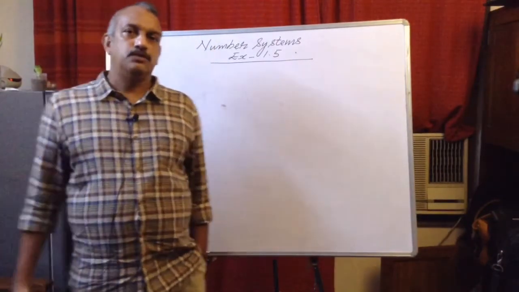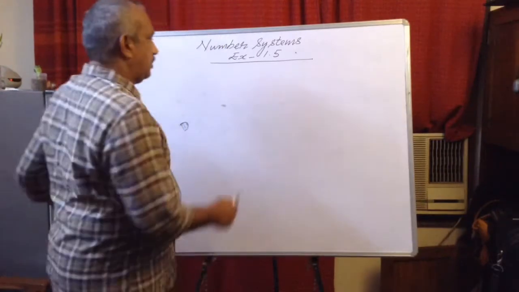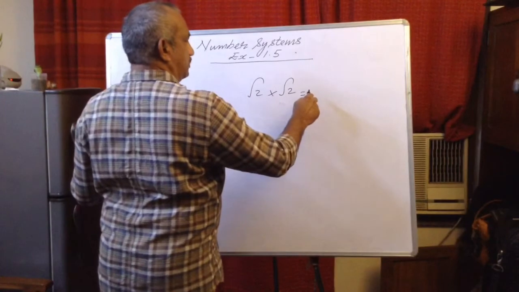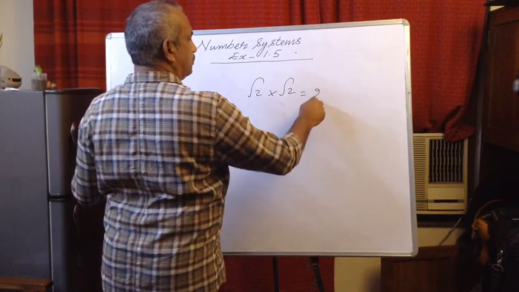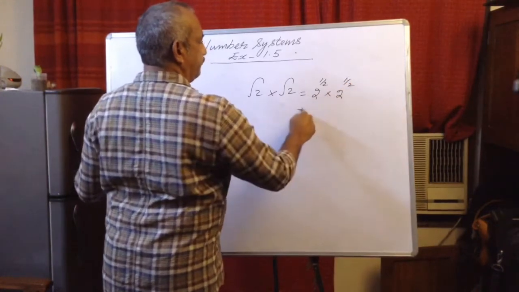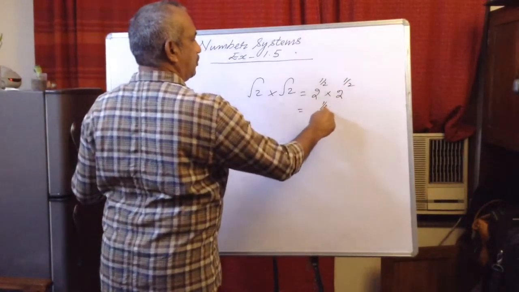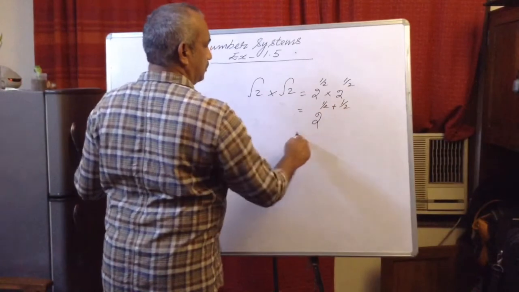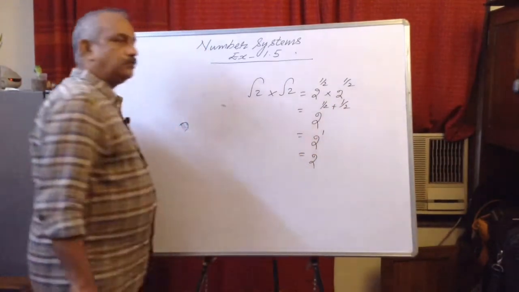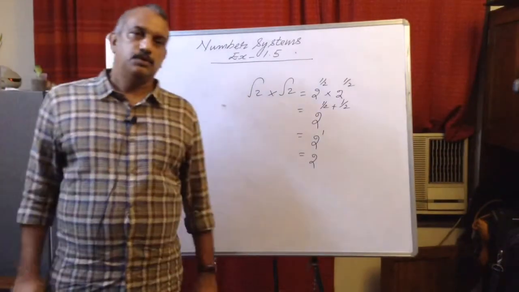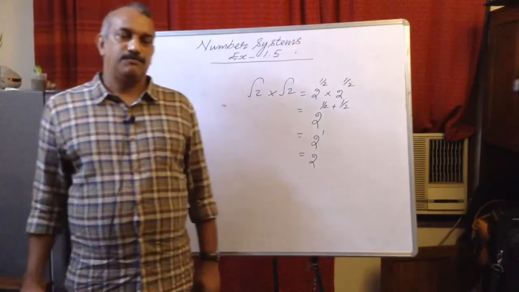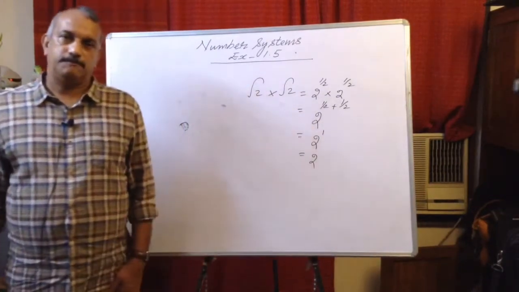Then multiplication, root 2 into root 2. This is important. Root 2 into root 2 is equal to 2, because root 2 is 2 raised to 1 upon 2, into 2 raised to 1 upon 2. It will become 2 raised to 1 upon 2 plus 1 upon 2, which is 2 raised to 1, equal to 2 only. So root 2 into root 2 is equal to 2. Root 3 into root 3 is equal to 3. Root 5 into root 5 is equal to 5 and so on.